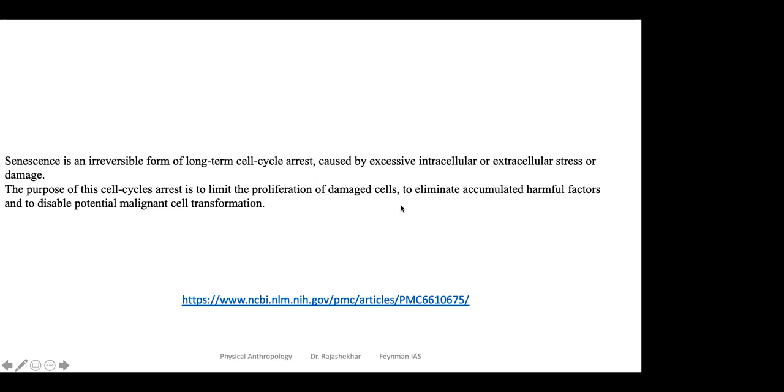A short-term advantage I told you is that further damage to the tissues is prevented. It limits the proliferation of the damaged cells and eliminates the accumulated harmful factors. So DNA damage can accumulate, and more and more cells can carry damaged DNA. So the accumulated harmful factors can be minimized, so that we can disable the potential cancerous growth.